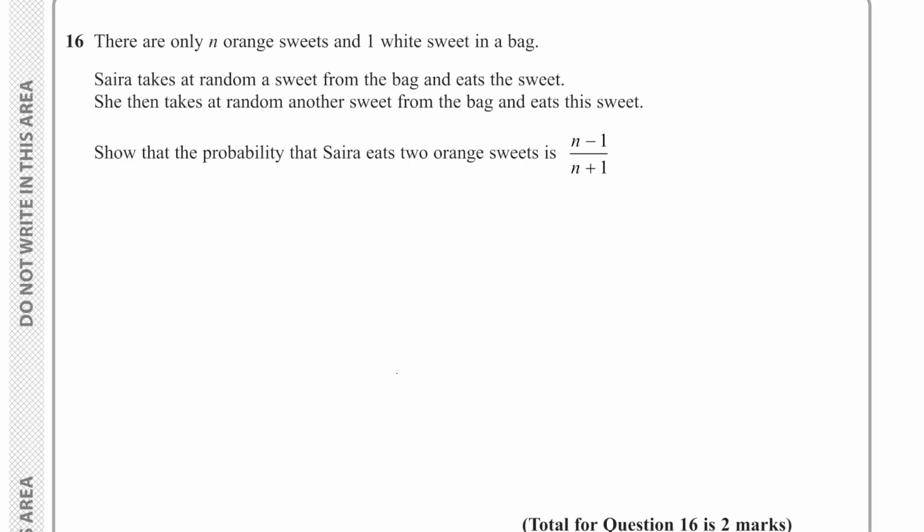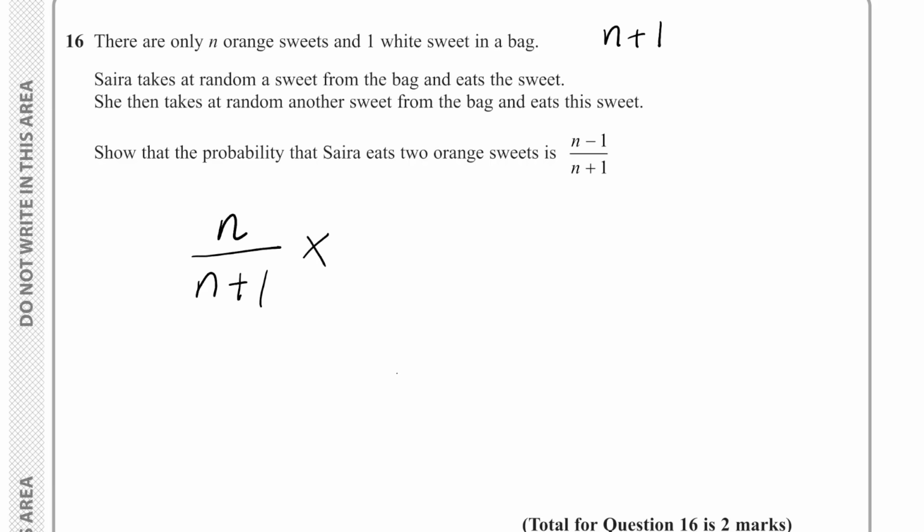So there's n orange and 1 white. So there's n plus 1 sweets in total. So the chance of getting orange, then orange. So for the first sweet to be orange, we've got n orange sweets out of n plus 1.